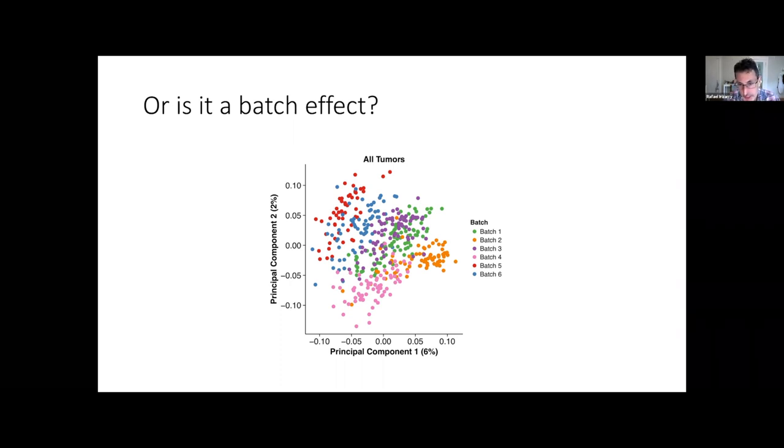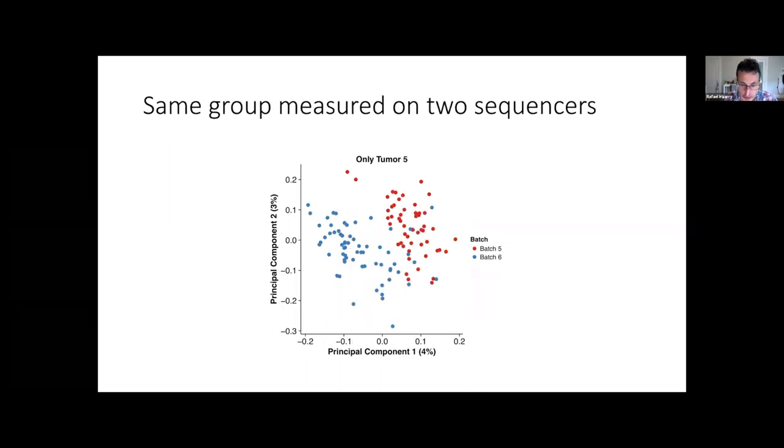But what is concerning here is that the fifth and sixth, which are from the same tumor, also separate. So we start to wonder if this is batch driven or biology driven. To get to the bottom of this, we have to go back to the raw data and explore that. Here's a close-up of the fifth and sixth batches, which is the same tumor, a very clear separation on just two PCs. All right, so once we see this, we try to figure out what it is.